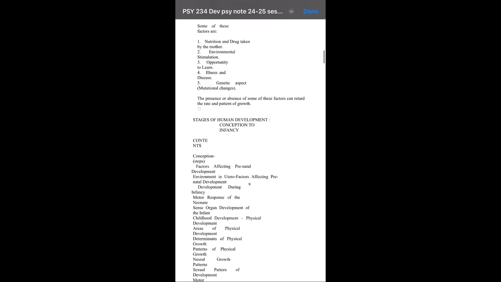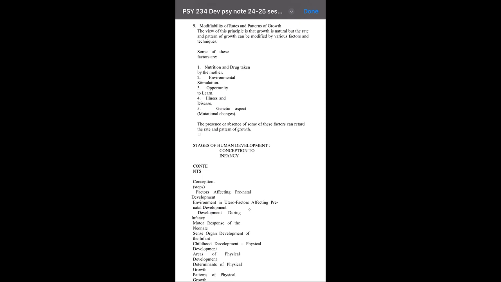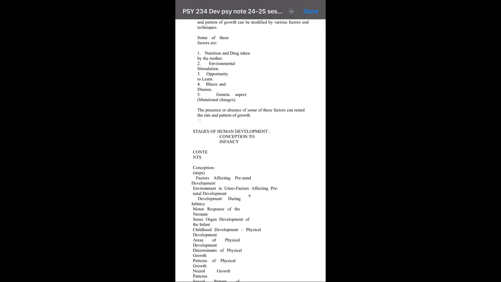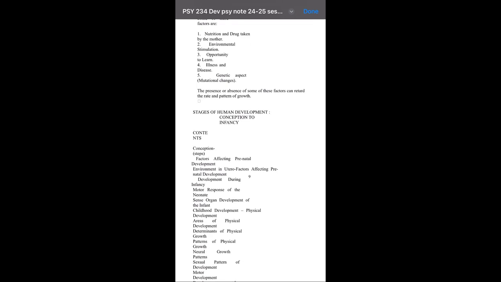Now, illness and diseases. Did your mom have some disease that she passed down to you, or did you have some birth defects? Illness and diseases can also modify or affect your growth. Then genetic aspects. Let's say, for example, your mom broke her hand, and while trying to treat it while you were in the womb, she went for an X-ray. Then one of the rays hit you and it affected your genes. There's going to be mutational change. Now, the presence and absence of some of these factors can retard the rate and pattern of growth.